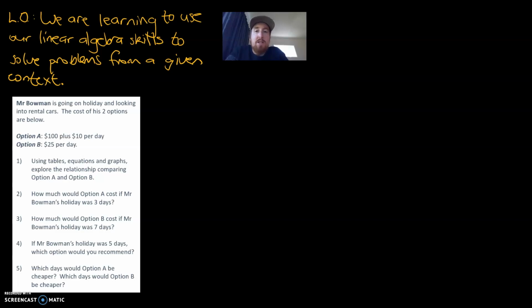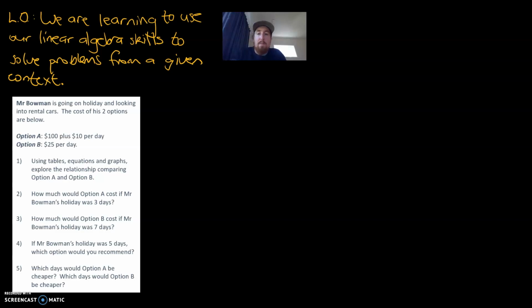Today's learning objective is in orange, and we are learning to use our linear algebra skills to solve problems from a given context. Basically, what that means is we're going to get a question about some kind of scenario, and we need to apply our linear algebra skills to answer questions and explore the relationships that we're given. So let's jump into our question.